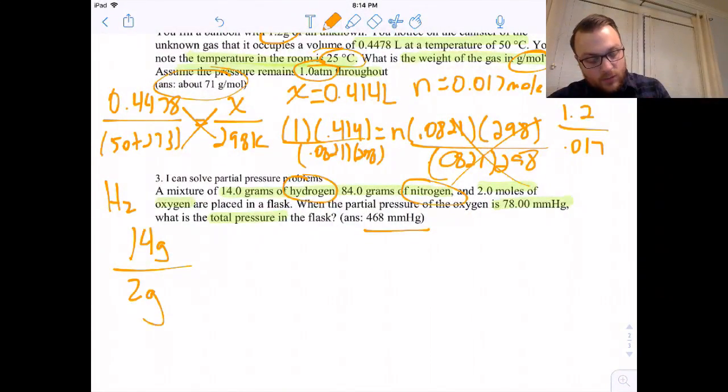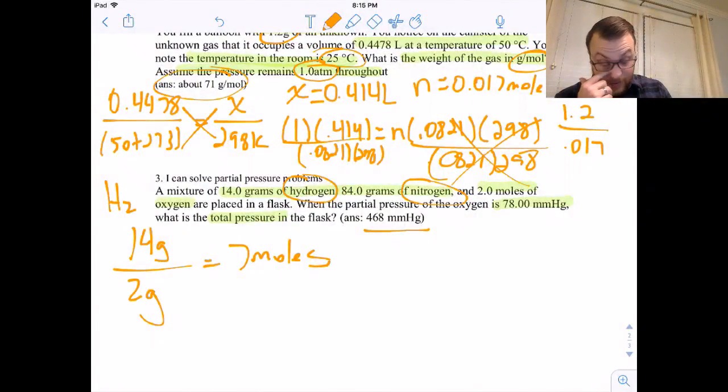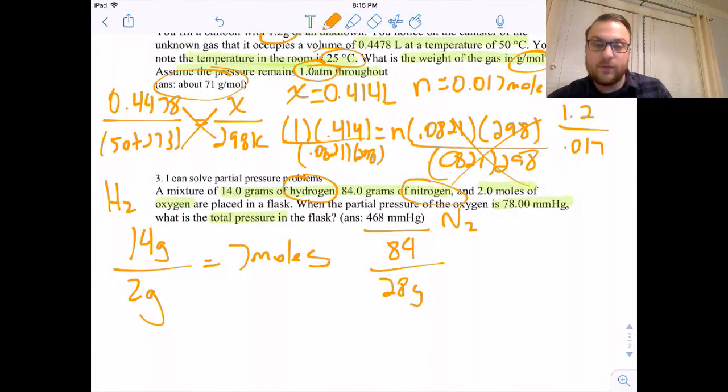And moles. Our given mass of nitrogen is 84. Again, our actual mass is going to be 28 grams because 14 plus 14 is 28. And that'll give us about 3 moles.